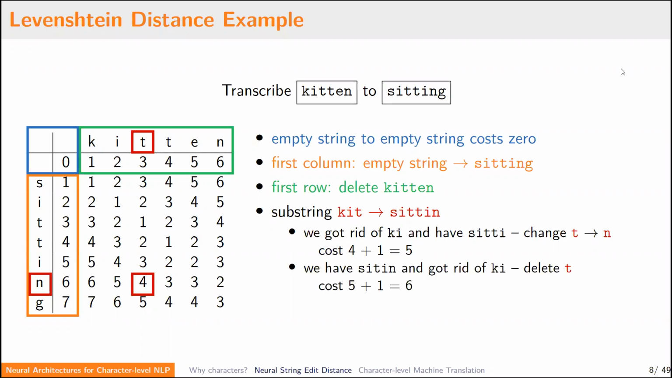Or we already have sitten, and we just want to get rid of the t, so we would delete it and add the cost of 1 to 5, and then we would get 6. And the best option here is that we already got rid of kit. We already have written sitt, and we just insert n, which would give us the cost 4 that we have here. And this is the algorithm that I use all the time through the rest of the talk.